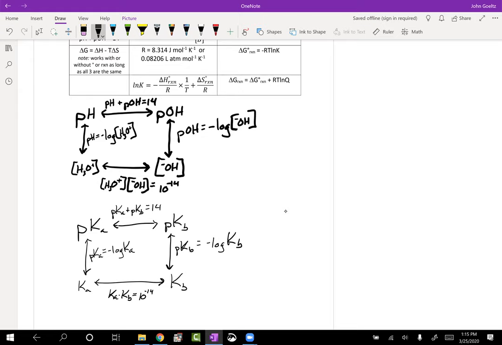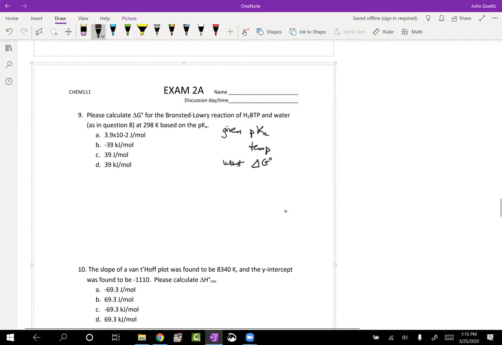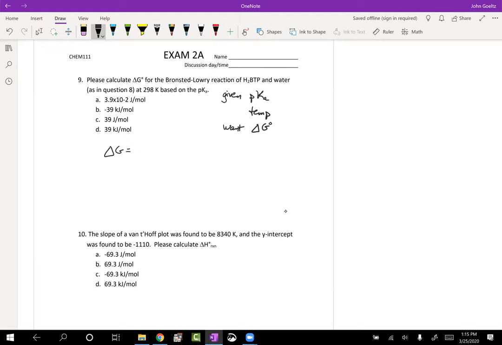I got a question about the gas constant, and I will address that in a moment. So I will need delta G equals negative RT ln K. Go back and put my naught. If I have R, which I do, and temperature, which I was given, and K, I can calculate delta G.